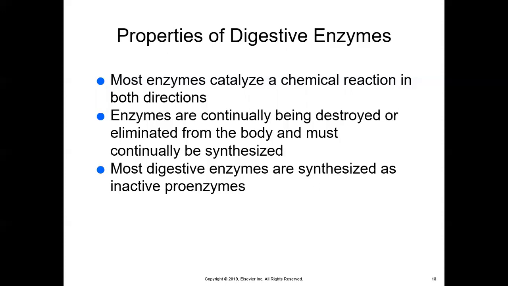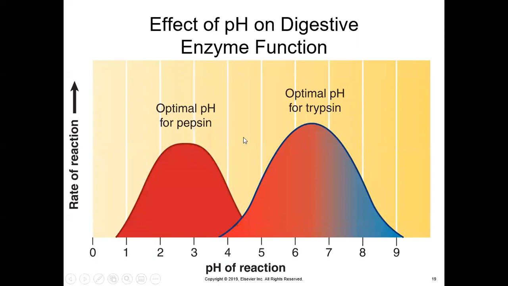Most digestive enzymes are synthesized as inactive proenzymes. And it's important to know that most enzymes are produced and they're not active. They're only active when the body wants them active. So they're produced as proenzymes, which are inactive enzymes, and then when they get activated, they are active enzymes. One of the ways that you can activate an enzyme is by the pH being a certain amount.